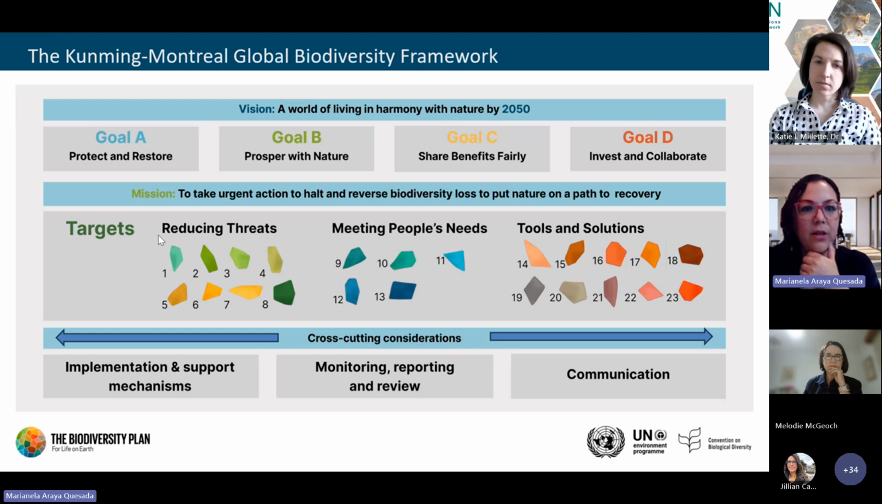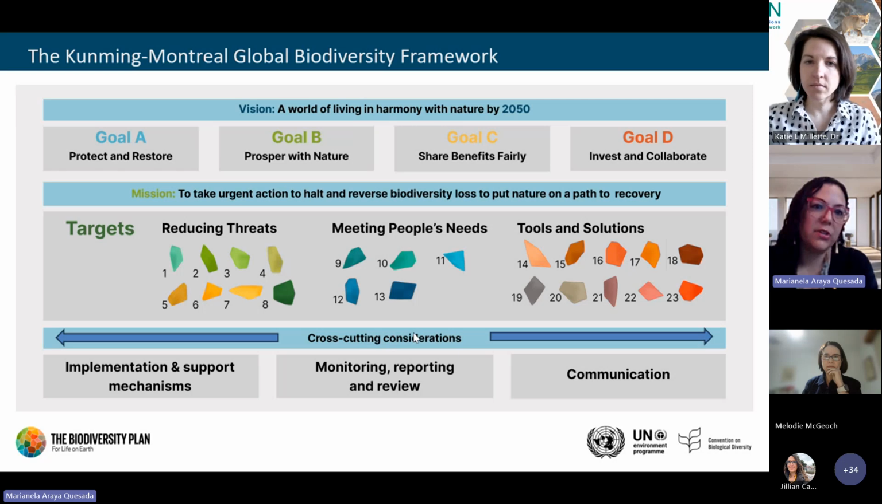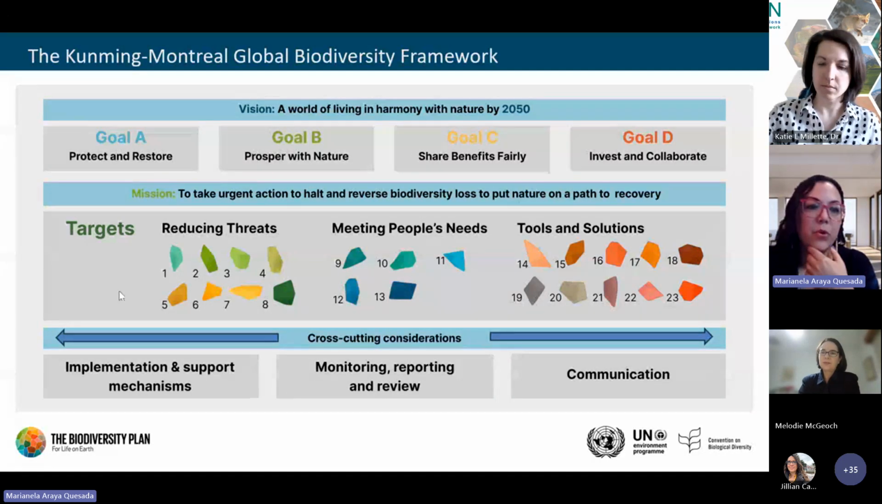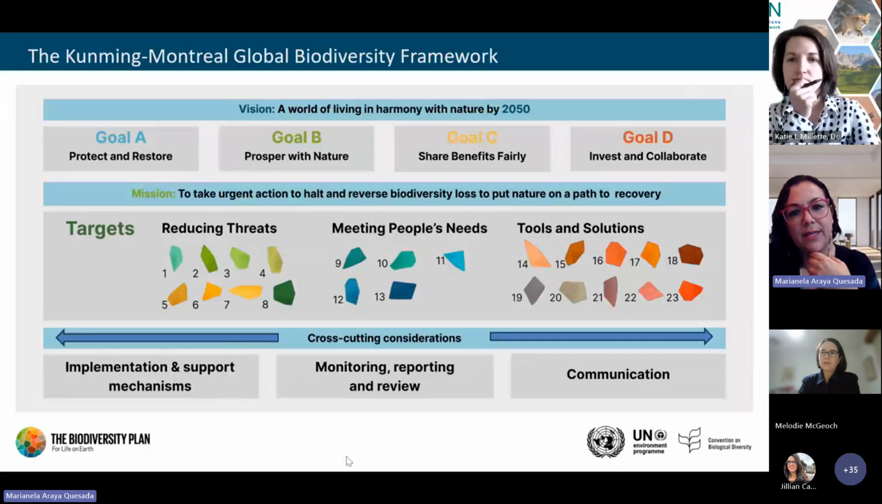And if you pay close attention to the targets here, they are divided in 3 groups. Some of the targets are meant to help us in reducing threats. Other targets are meant to help us in meeting people's needs. And the other ones present tools and solutions to help us with the implementation of the framework and in addressing the challenges that we have. The framework also has cross-cutting considerations that parties should take into account when they implement the framework and take actions towards the targets. And importantly, we have implementation and support mechanisms, monitoring, reporting and review, and communication elements.